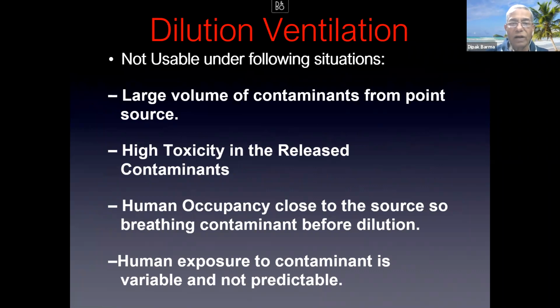Dilution ventilation will not really work when you have a large volume of contaminants from point sources, high toxicity in the released contaminants, human occupancy close to the source, so breathing contaminant before dilution, or human exposure to contaminant that is variable and not predictable. So in such cases, we have to have specific arrangements to reduce the pollutions.